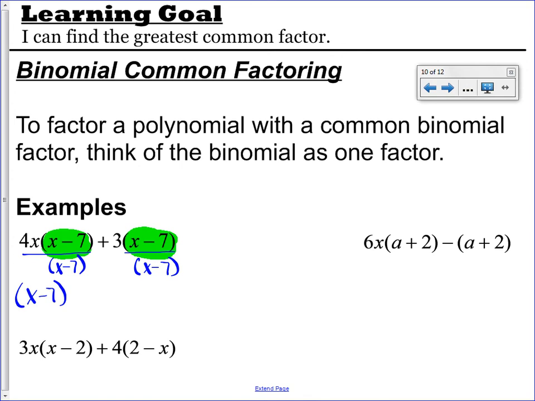When I divide each term by x minus 7, what would I have left over? What would I have left over? Austin?